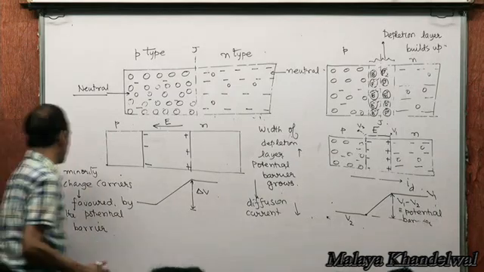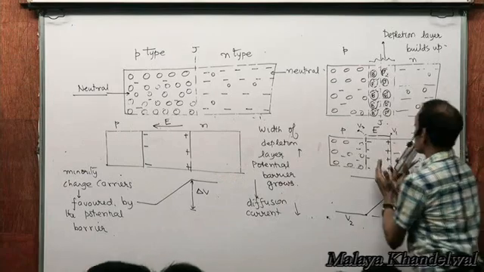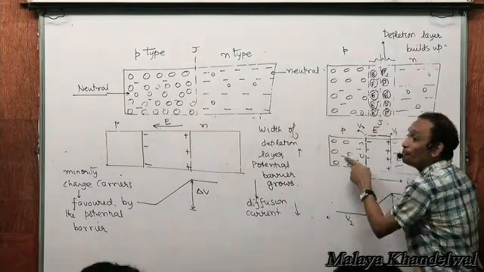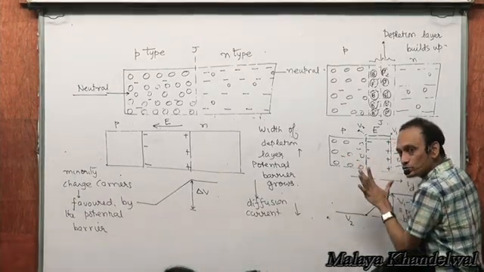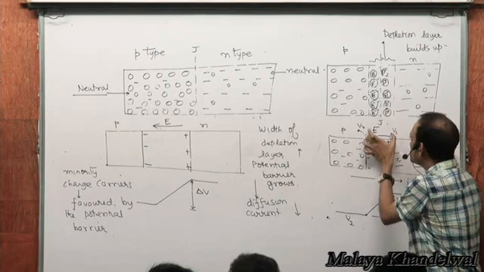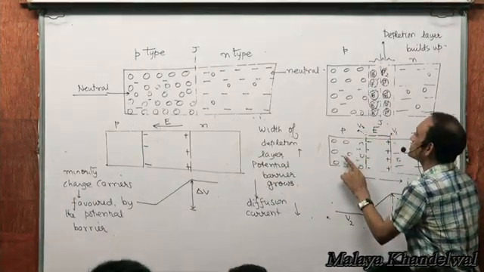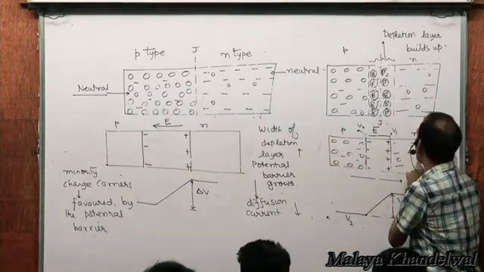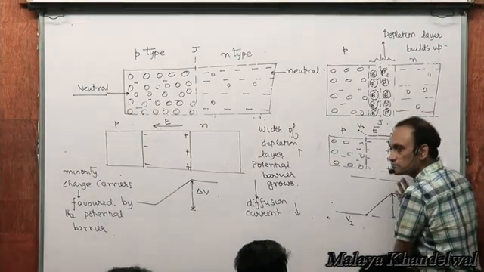Are favored by the potential barrier. And the more the potential barrier, the more would be the flow of minority charge carriers from one region to another. Yes or no? If this potential difference grows, more and more electrons, which are minority charge carriers, can go from P to N type. More and more holes from N type can migrate into P type.